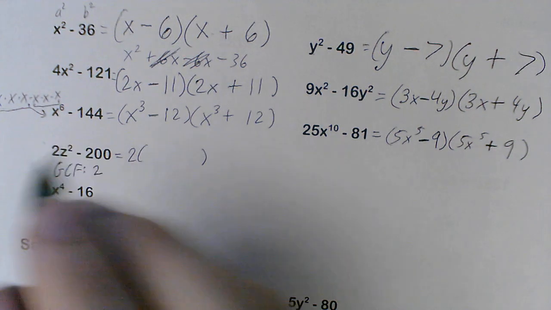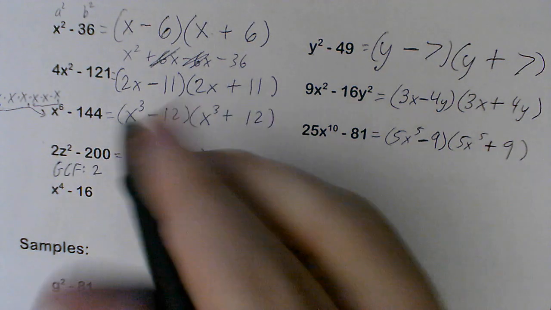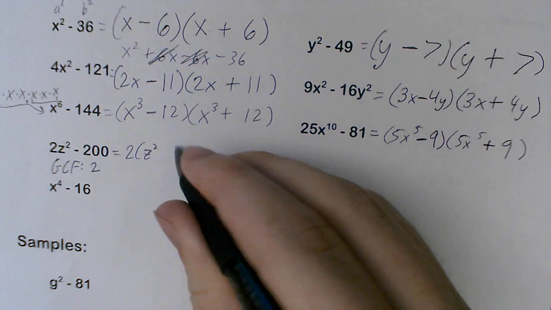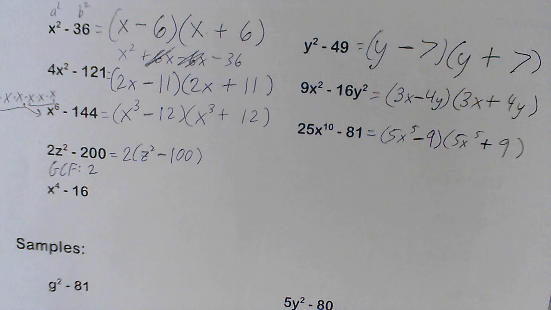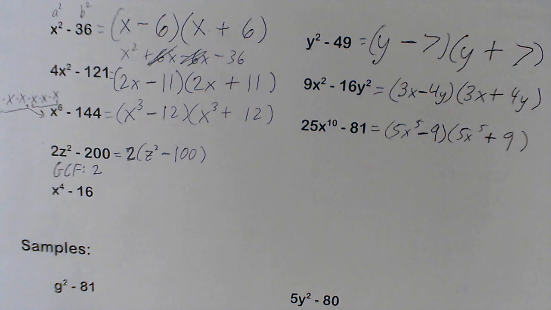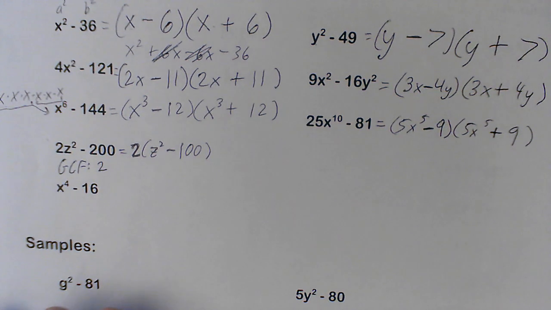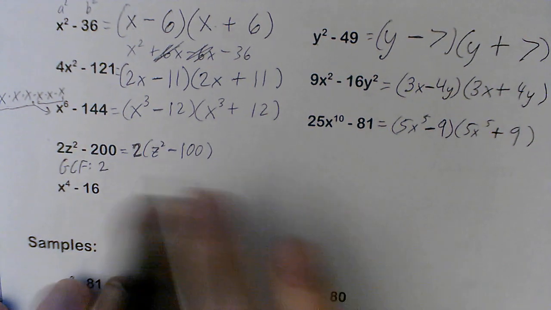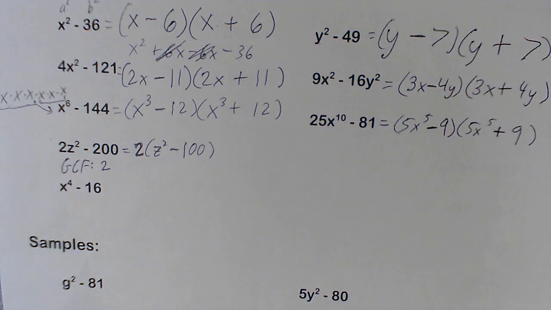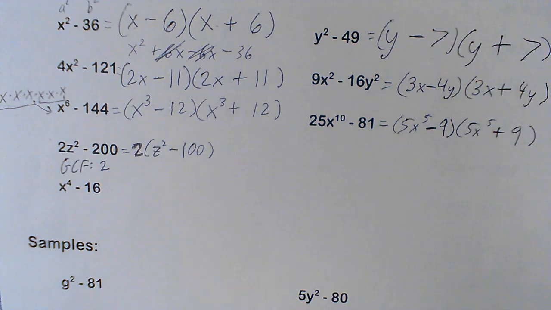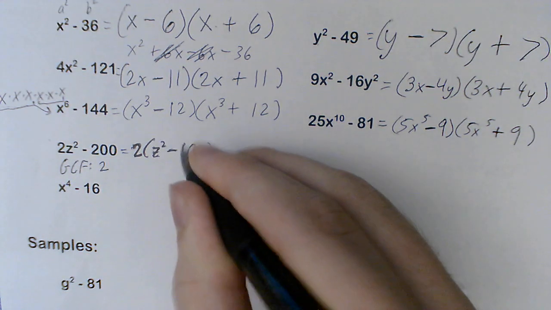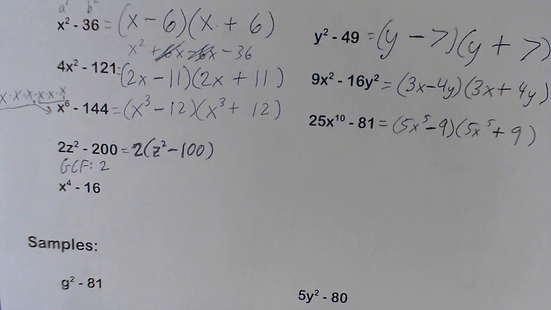When we cut out a 2 from 2z squared, we're going to get just z squared. When we cut out a 2 from 200, we're just going to get 100. And now that GCF is out of the picture. It is now completely factored. So we have to remember that it's there, but don't do anything else with it unless something else is in here that we can factor out, which there isn't. Because this 2 is now factored out, we don't have to do any more factoring with it. So the only factoring that we have left to do is with this z squared minus 100.